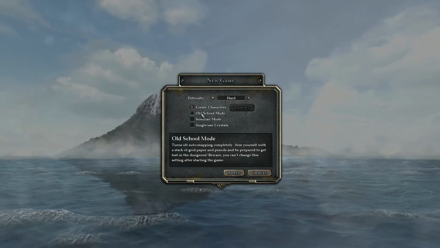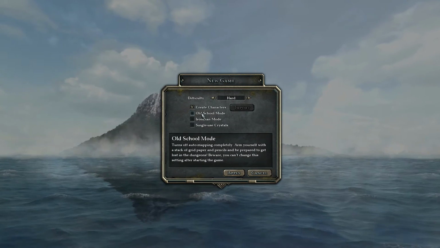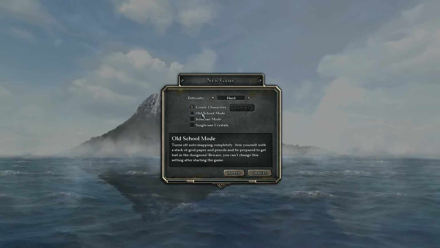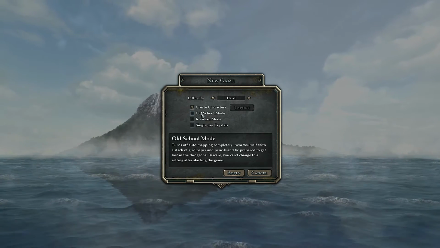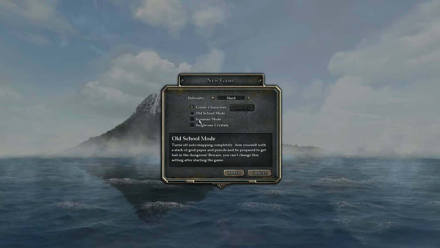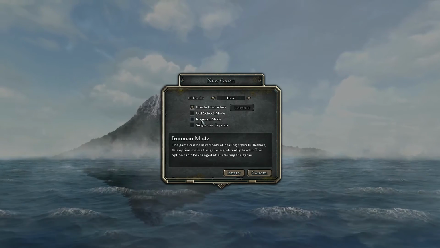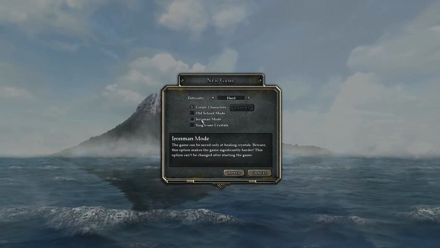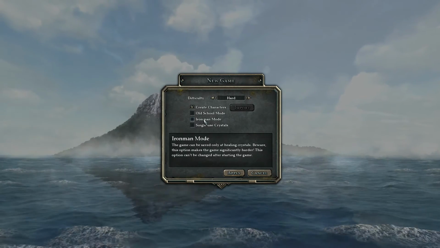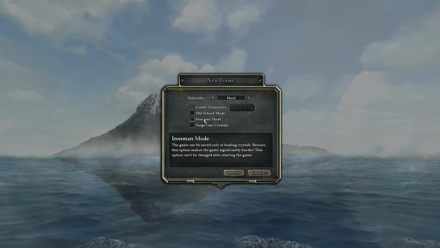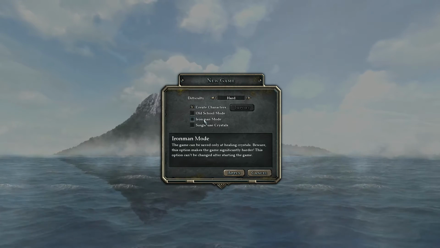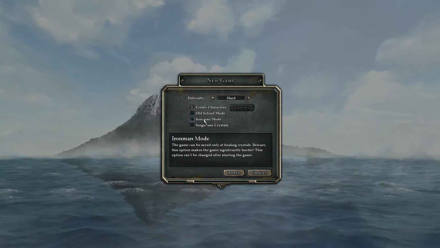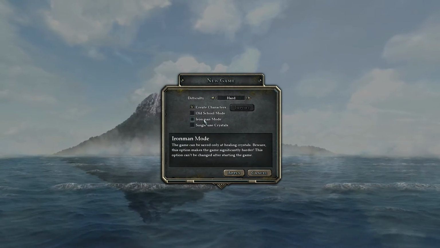Because it means you will be lost probably every single time you go back into an old area. So, it's just that. It does make the game a bit harder. Iron Man mode basically makes it so that healing crystals can only be used once. Now, to counteract Iron Man mode, there are consumable items in the game that will basically resurrect everybody who's dead.